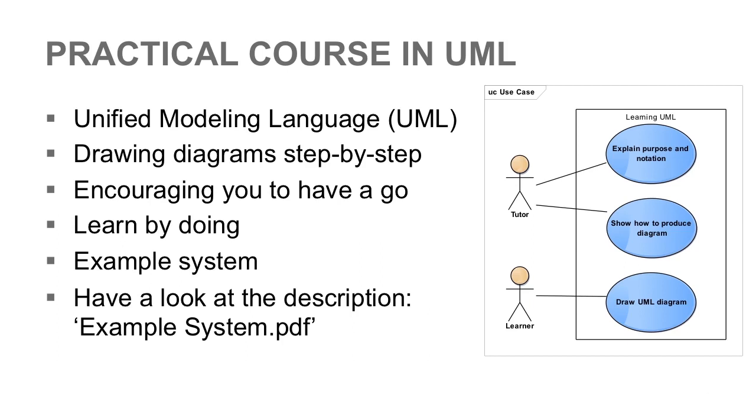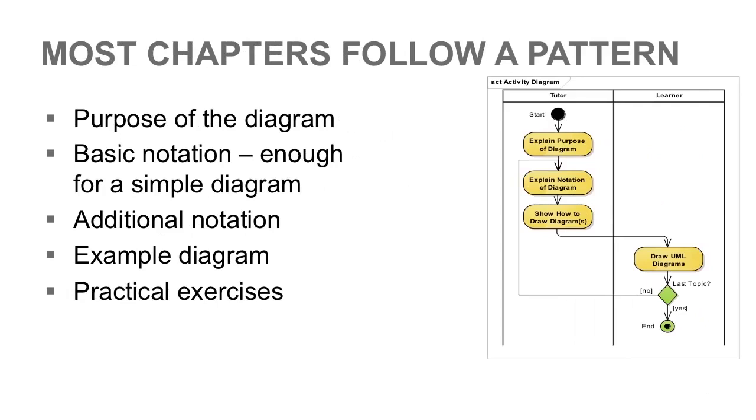It's called examplesystem.pdf. The second thing to say is that most of the chapters in this course follow a similar pattern, and each of those chapters is about one particular diagram type in UML. First, I explain the purpose of that type of diagram. What's it intended to do? How do people use it? And what's the value of that particular type of diagram in real projects?